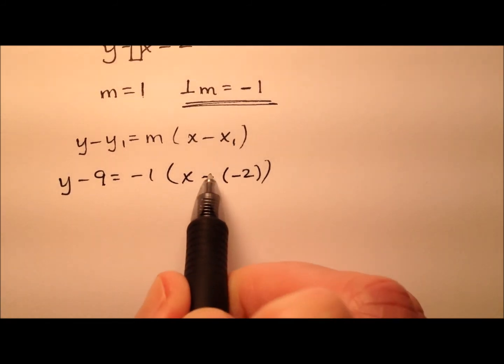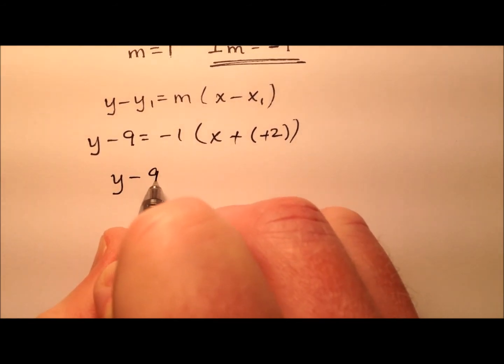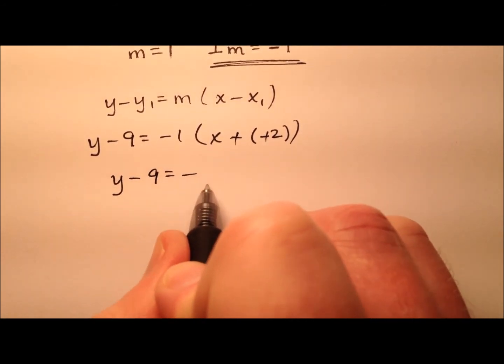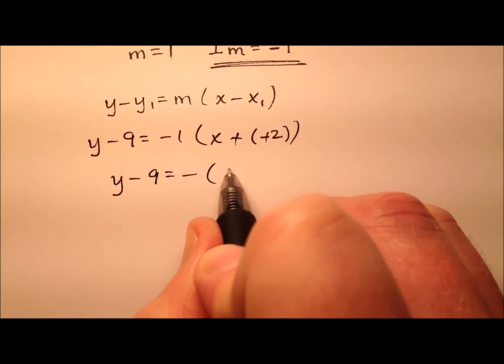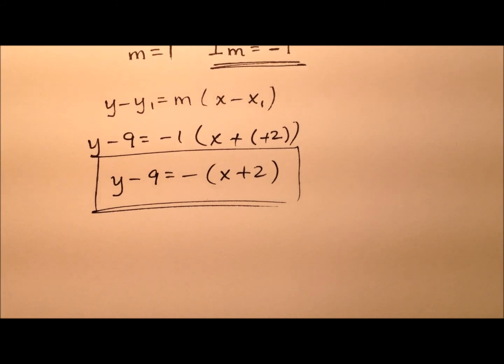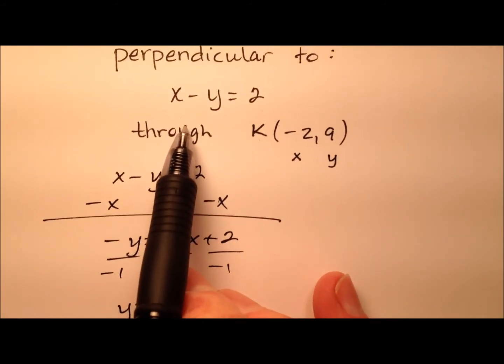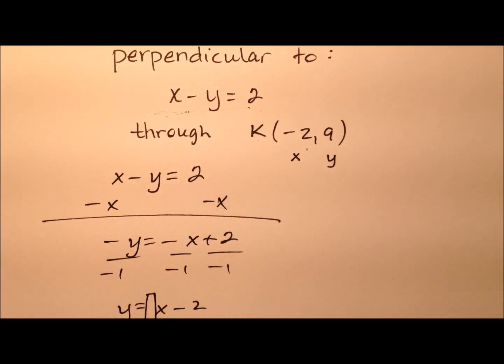So I have minus and negative, so swoosh, swoosh. So I'm going to say y minus 9 equals negative, you can put negative 1 or just the negative, and then x plus 2. So this is written in point slope form, and that's the equation of a line perpendicular to this line, but passing through point K.